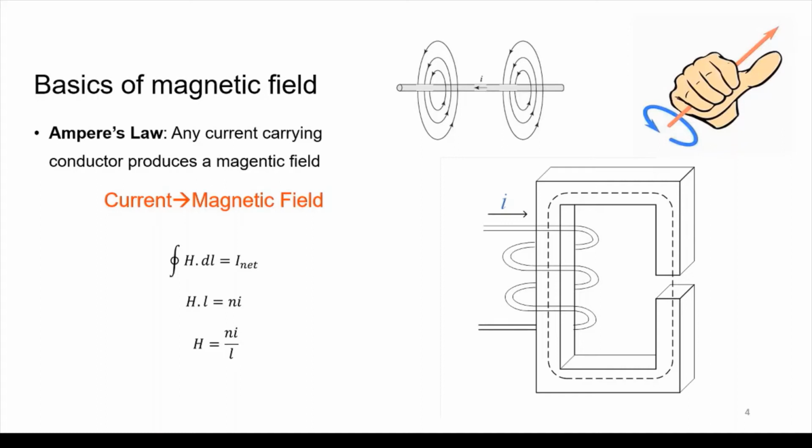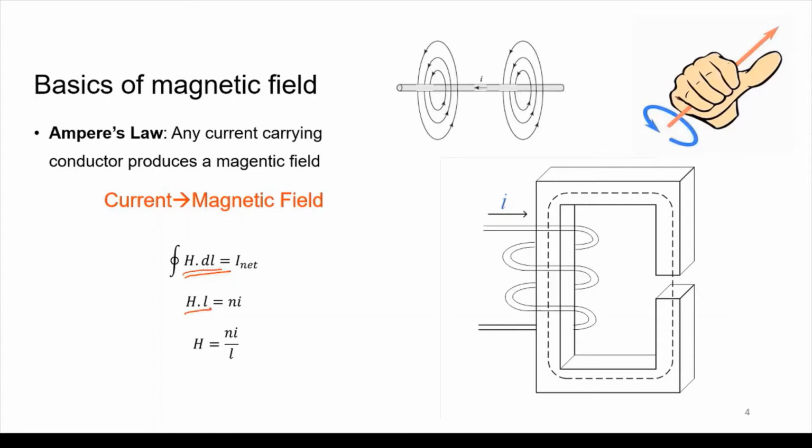Hello friends, in the last part we have discussed magnetic field intensity. In this part we will start from that point and discuss magnetic circuits. So it was assumed that the magnetic field was uniform, so the integral of H dot dl is equal to H times L.